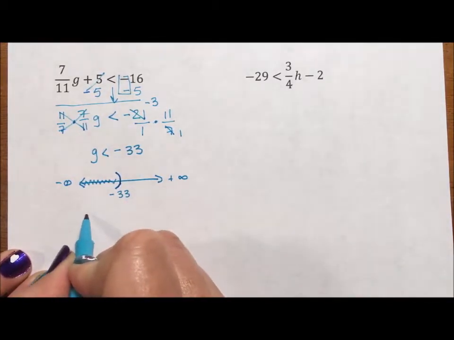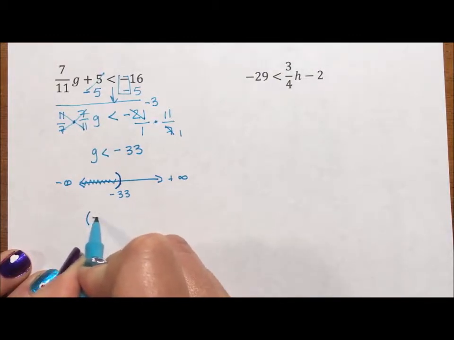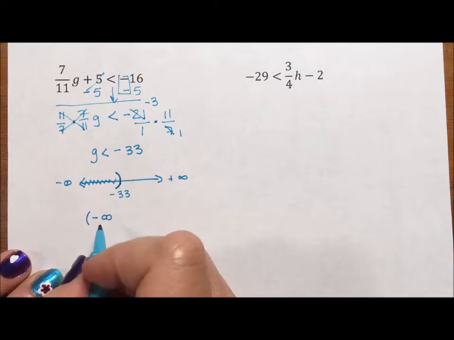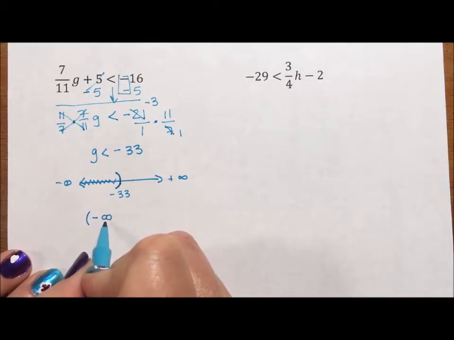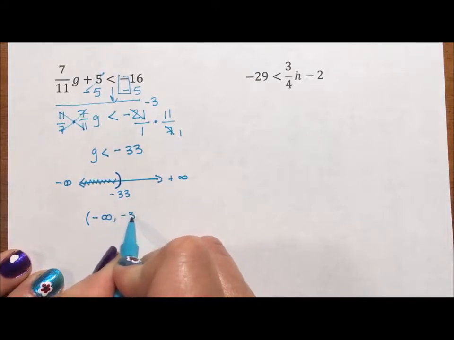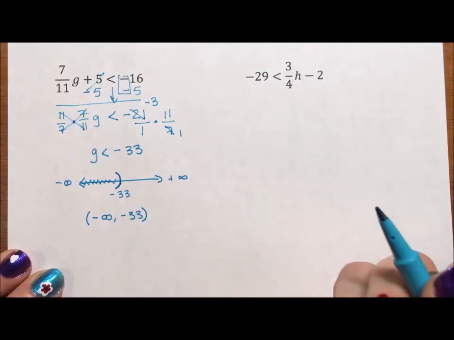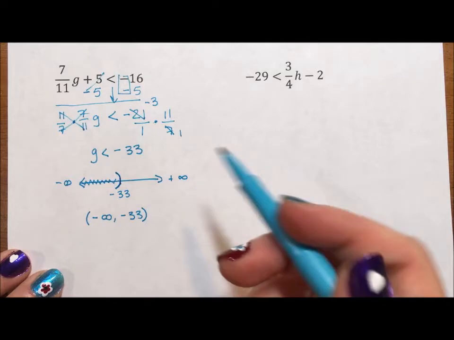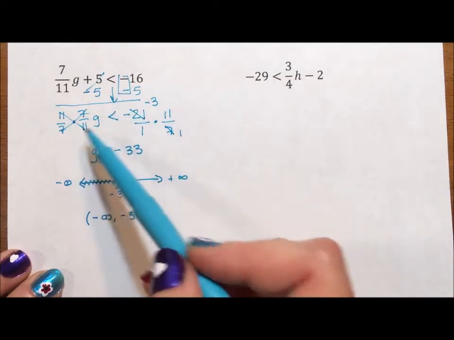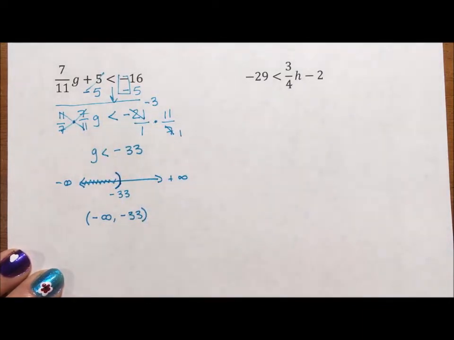Interval notation is going to use a parenthesis for my negative infinity. Parentheses are always used with infinity because bracket means you equal it, and you can't equal a concept. So negative infinity, comma, negative 33, parenthesis. And there you have it. Subtract, flip and multiply, interval notation.